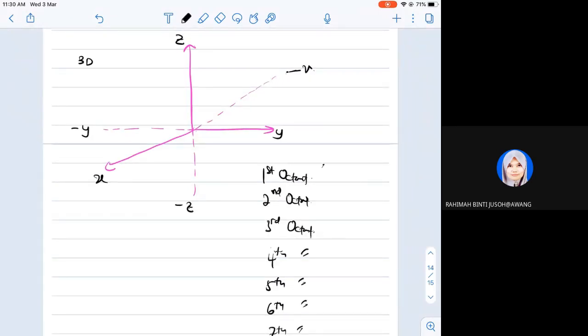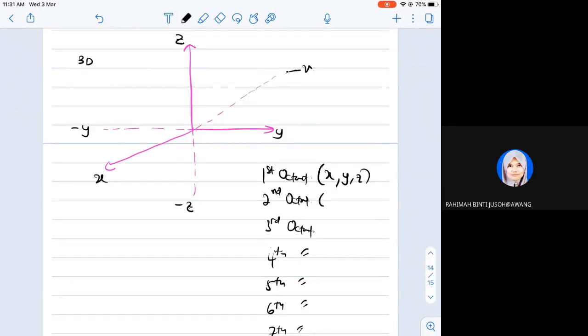Okay, first octant adalah bahagian depan. So bila melibatkan bahagian depan, dia mestilah X positif. Okay, and then dia sebelah kanan, Y mesti positif, so Y positif. And then dia sebelah atas, so Z pun positif. Okay, that is the first octant.